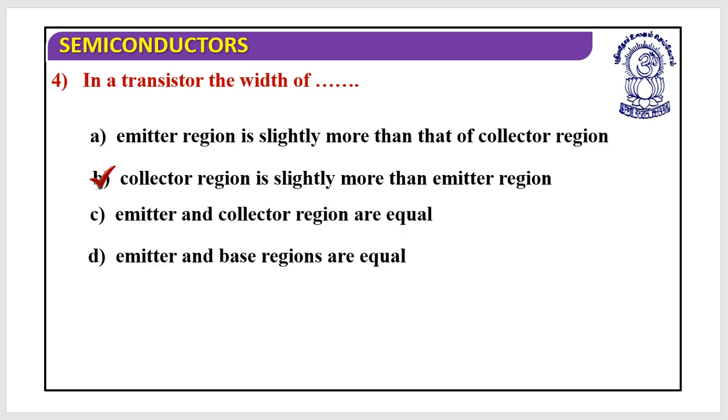Next, in a transistor, the width of the emitter region is slightly more than that of the collector region. Incorrect. The collector region is slightly more than the emitter region. Emitter and collector region are equal? No. Emitter and base region, not at all. So, is it clear?